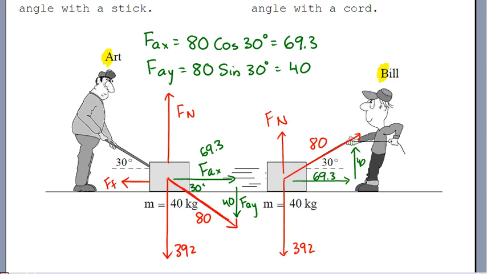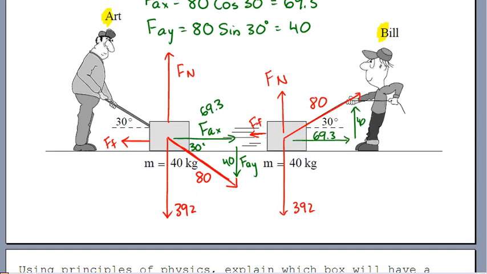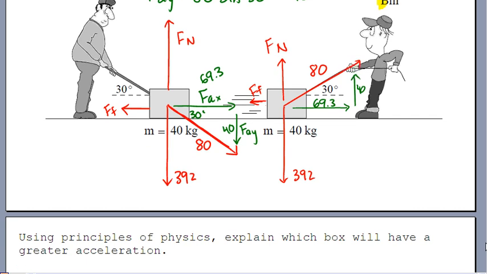And a smaller normal force is going to mean a smaller friction force. We have to mention all of those things, if we're being assessed on this. We're not being assessed just to see, do you know which box is better? Yeah, okay, you know what? Bill's is. But you're being assessed to see whether or not you can articulate that in a nice, clear physics way.